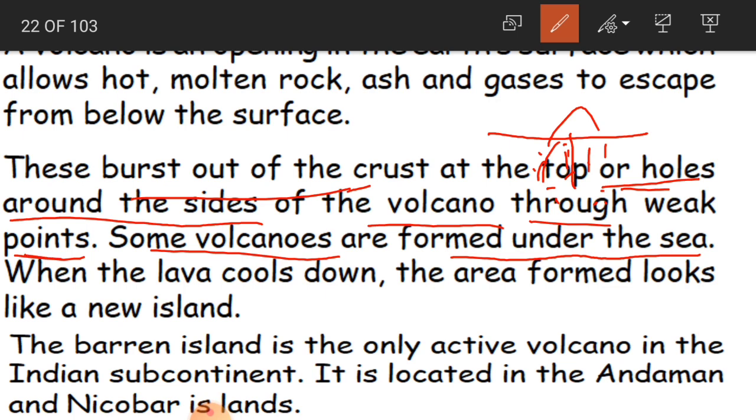So on the earth you will be having some weak points, children. Weak points in the sense where you are having some holes through which the volcanoes can easily come out of the crust. Okay, and some volcanoes are formed under the sea also. When the lava cools down, the area formed looks like a new island.